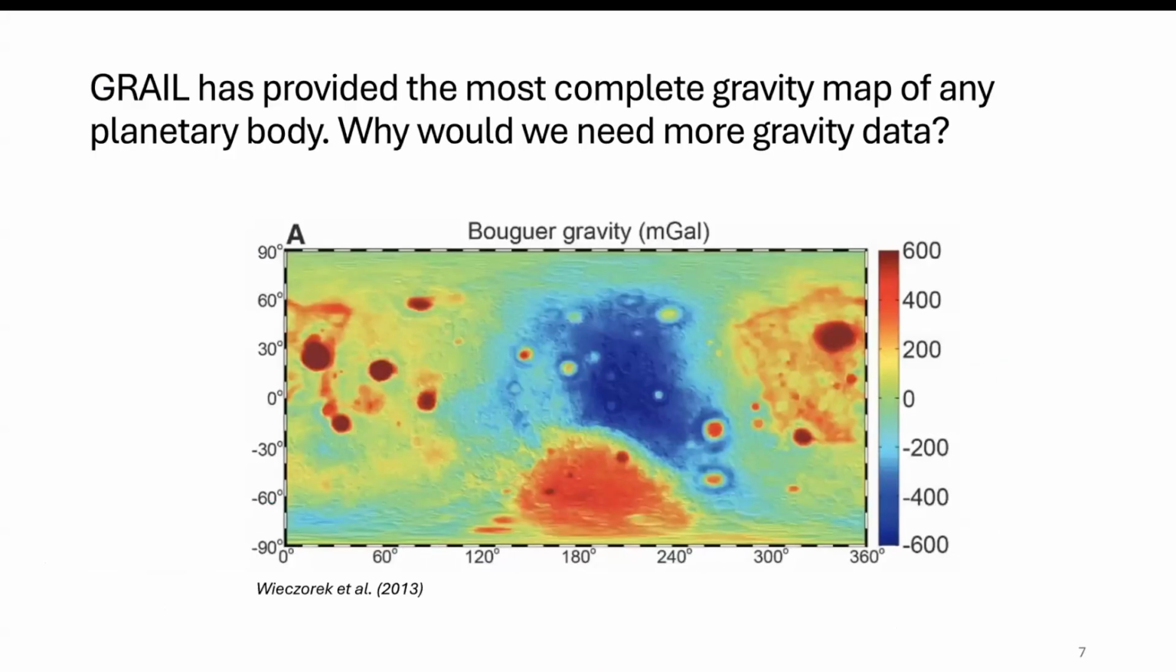Okay, so we can see this beautiful gravity map from GRAIL. It has provided one of the most complete, if not the most complete, gravity maps of any planetary body in our solar system. Why am I still harping on gravity? Why do we still need more of it?